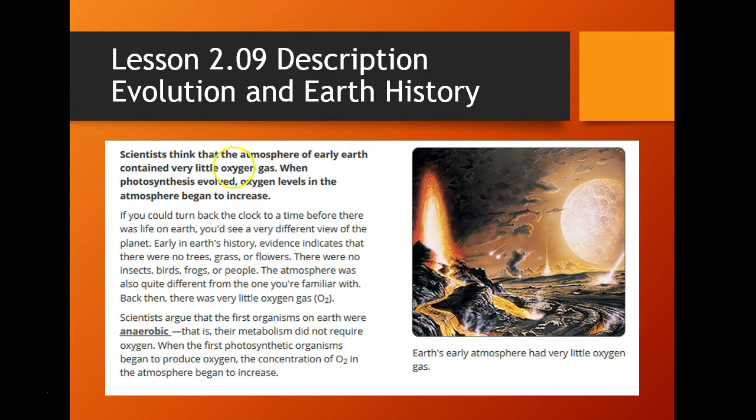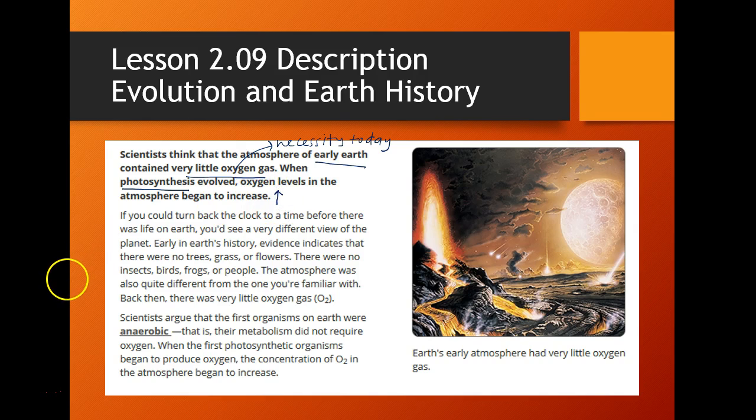So scientists think that the atmosphere of early Earth contained very little oxygen gas. And remember, oxygen is something that we rely on, right? It's a necessity today. Okay, so scientists believe that in the early Earth, there was very little oxygen gas, so obviously it looked very different than what it looks like today. However, once photosynthesis evolved or came about, oxygen levels in the atmosphere began to increase.